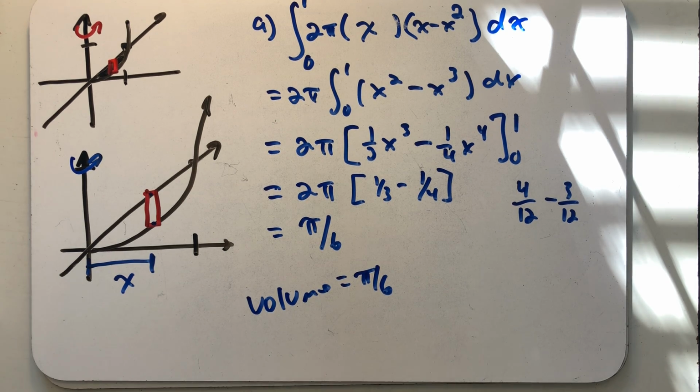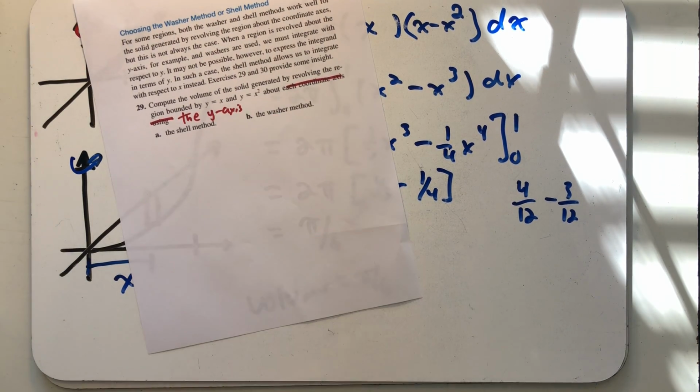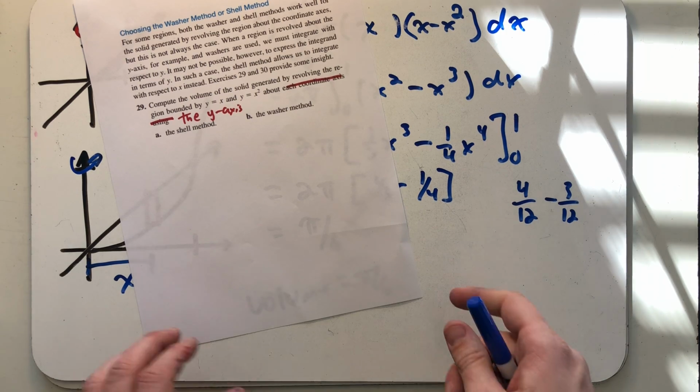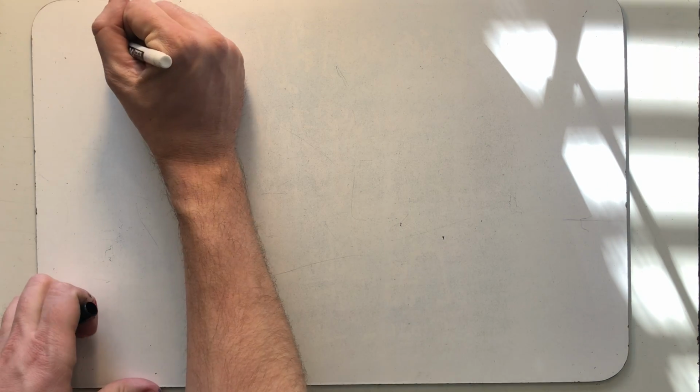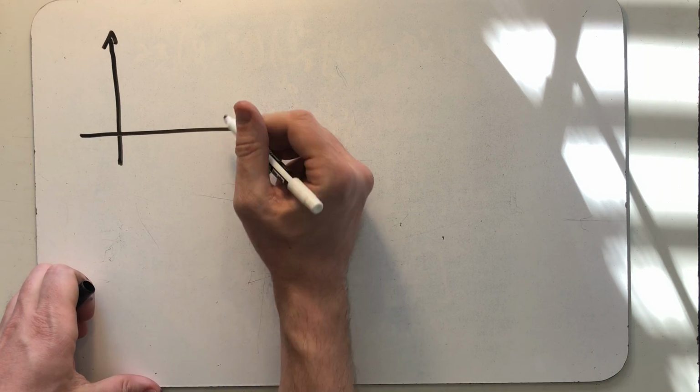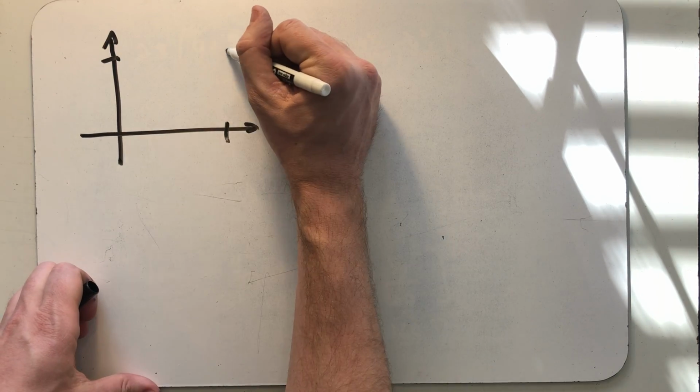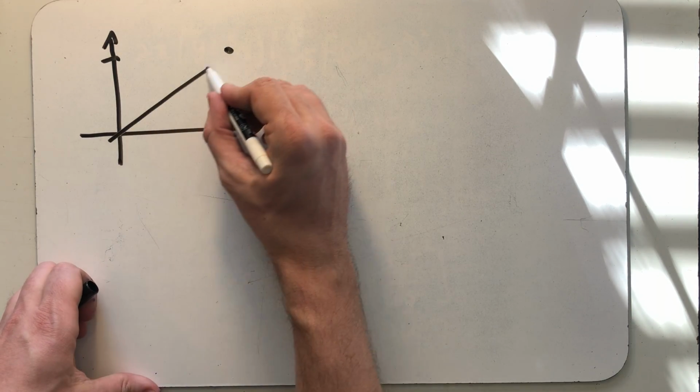All right, part B, find the same volume using the washer method. And if everything works out, we should get the same volume. If we don't get the same volume, we've either broken math or we've done something wrong.